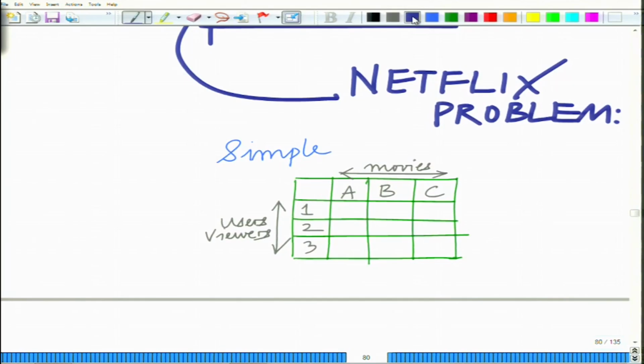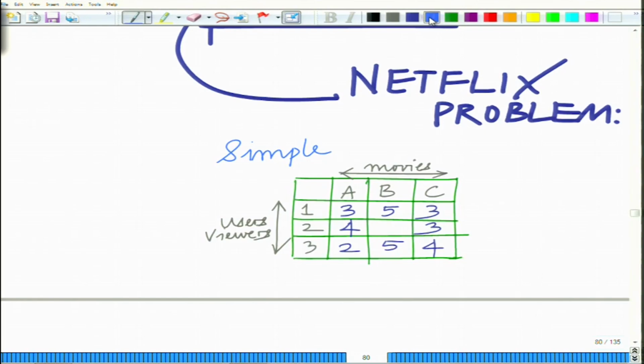And let us say different users have rated different movies. Let us consider again a simple example where user 1 has rated movies A, B, C. The ratings are 3, 5, 3. User 3 has also rated movies A, B, C. Ratings are 2, 5, 4. But user 2 has only rated movies A and C, and his ratings are 4 and 3.